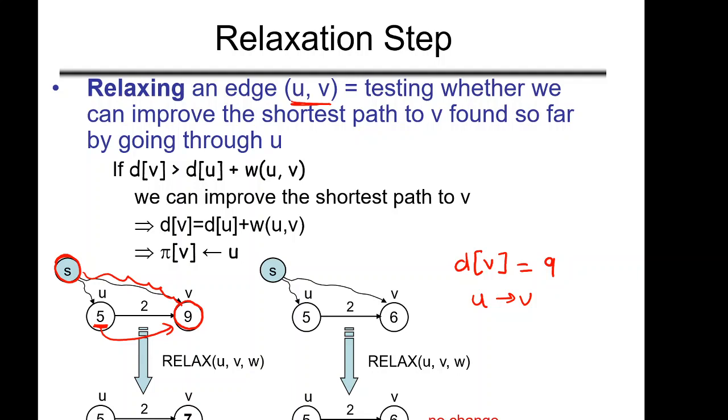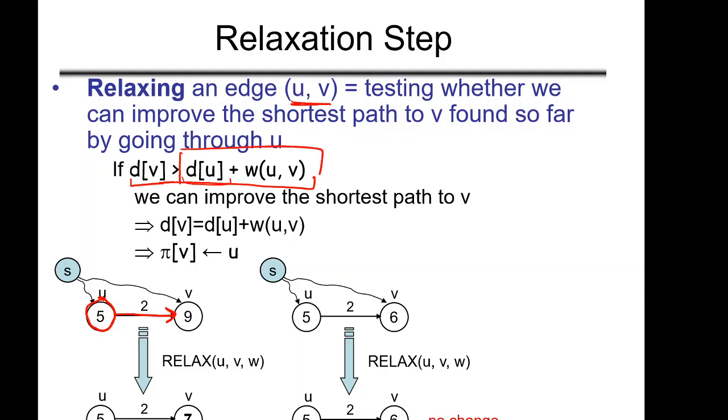If we can do this, we will update all the parameters. If not, we will make no changes. We have examples of both cases, so let's see the first example. We will check if d of v, the existing estimated cost, is greater than d of u, whatever cost we have estimated for u, plus the weight of this edge uv.